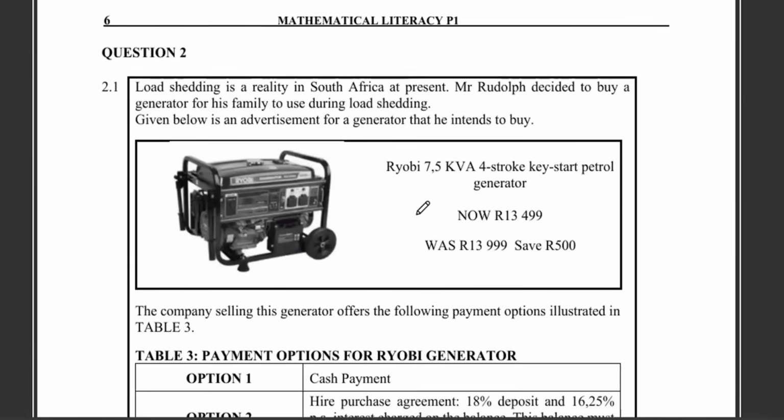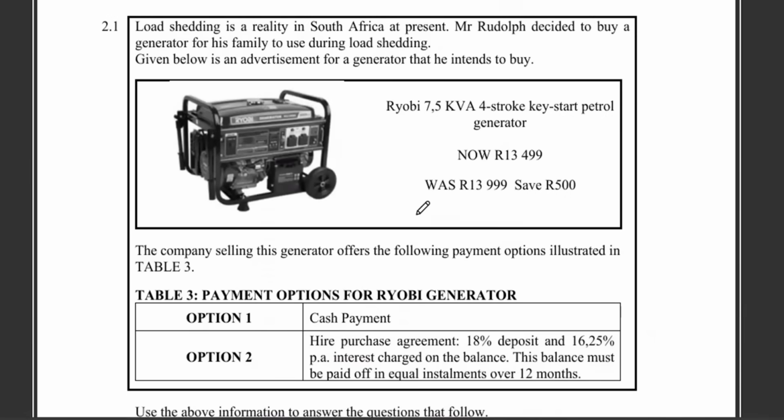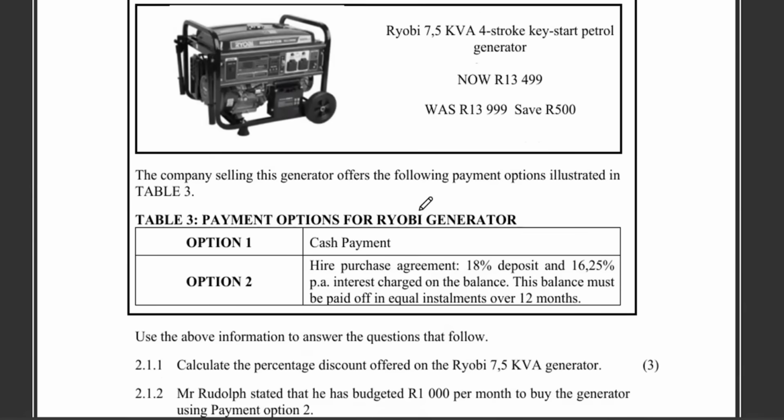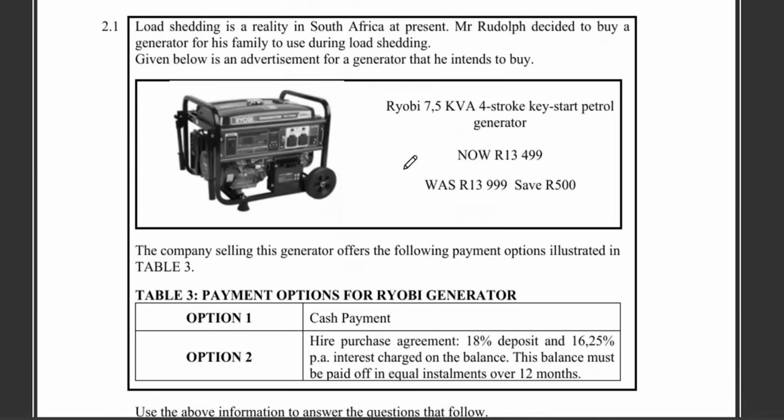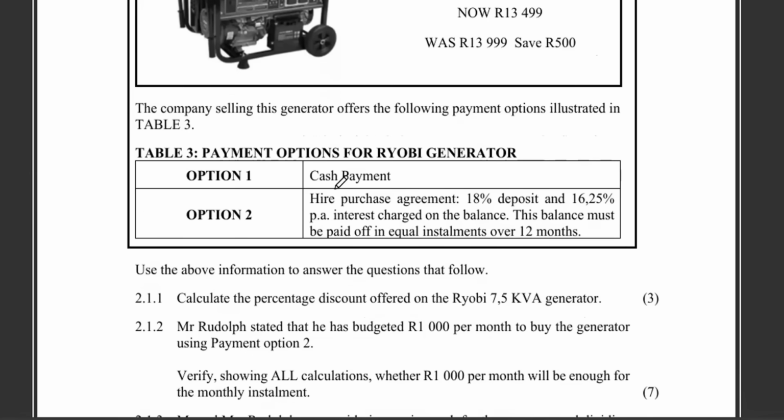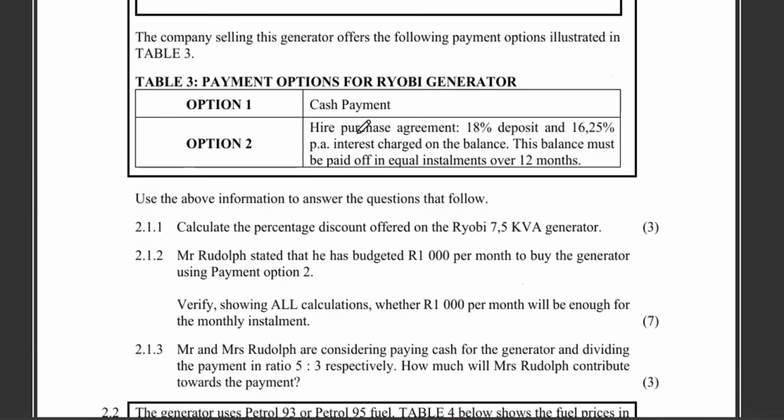Let's continue and we look at question number 2. Load shedding is a reality in South Africa. At present, Mr. R decided to buy a generator for his family to use during load shedding. Given below is an advertisement for a generator that he intends to buy. This is the generator. The now price, the was price, the saving part of it. There are two options: either pay cash or hire purchase.